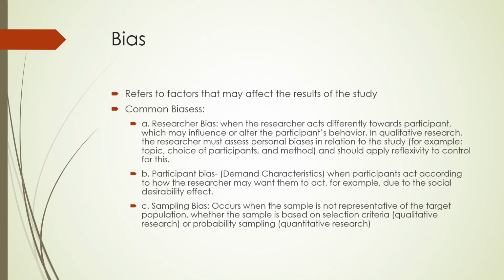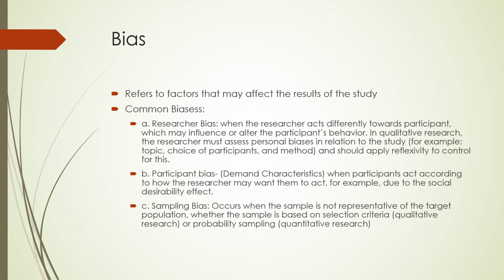And that leads us, this issue of credibility may lead us into issues of bias as well. Okay, factors that may affect or skew the results of the study. And there's three real common biases that we're going to talk about here. The first one is researcher bias, when the researcher acts differently towards participants, which may influence or alter the participants' behavior. So in qualitative research, the researcher must assess personal biases in relation to the study. Okay? And they must apply what is called reflexivity to control for this. And so what this means is that, if you are biased towards a certain gender, race, etc., if you are looking for certain results as the researcher, and you treat the person in the one condition differently from other subjects, then that may be a problem, and that may skew the results.